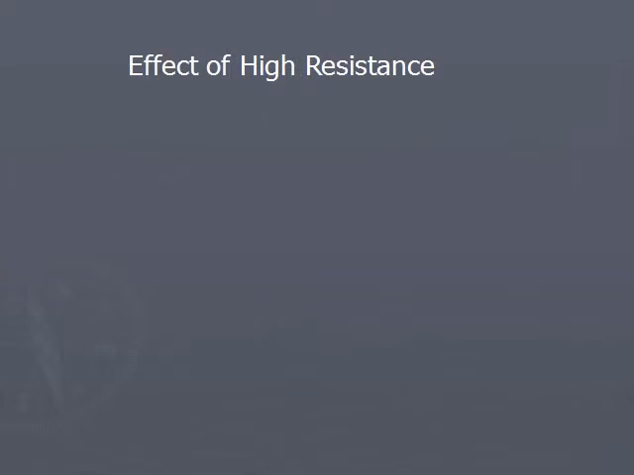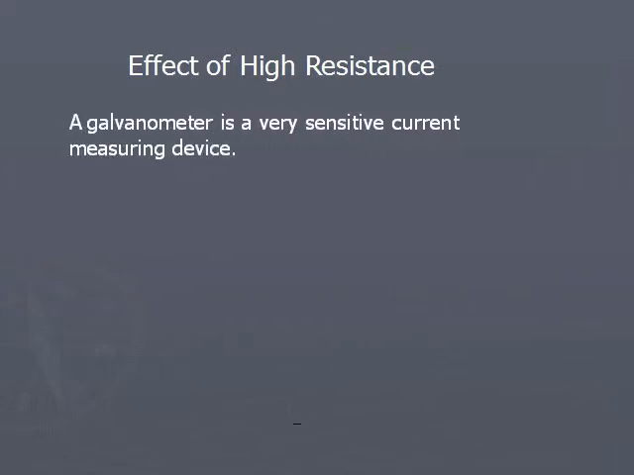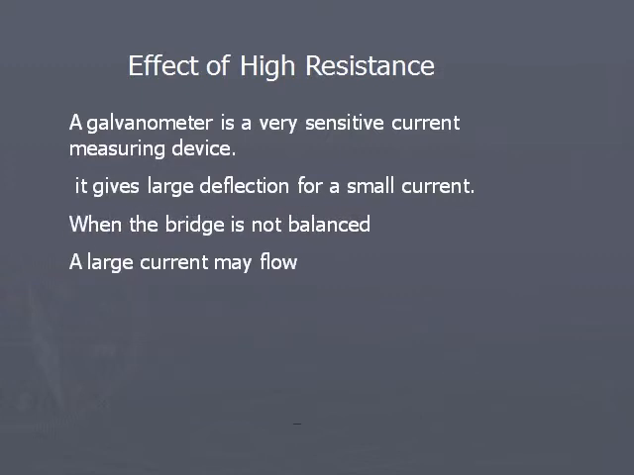Use of high resistance and uses of meter bridge. Effect of high resistance in the circuit. A galvanometer is a very sensitive device. It measures very small currents. A large deflection will be obtained for a small current in the galvanometer.